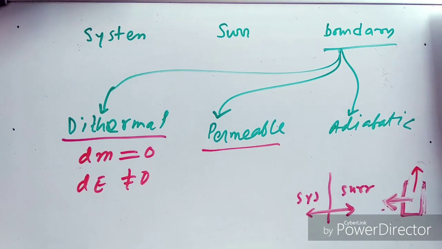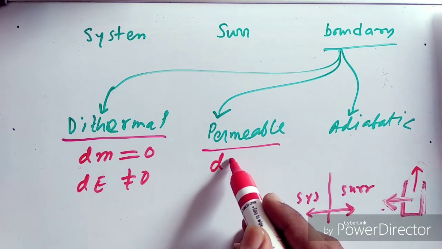Water can be passed from the system as vapor, that is, mass from the system can be passed across the boundary, for example a porous boundary. In that case, the water can easily go from the system to the surrounding. In the case of a porous boundary, that kind of boundary is called permeable.